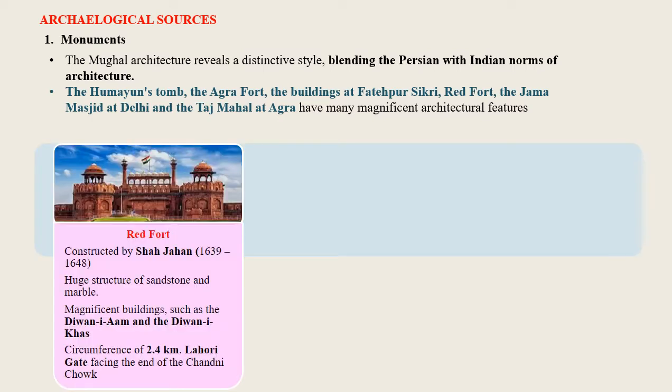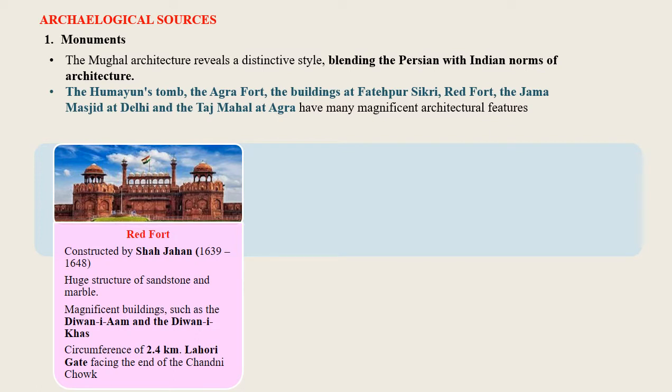Red Fort. It was constructed by Shah Jahan during the period 1639 to 1648. It is a huge structure made of sandstone and marble. Within this fort, there are magnificent buildings such as Diwan-e-Am and Diwan-e-Khas. It has a circumference of 2.4 kilometers. According to Bernier, a ditch around the walls remained in Mughal times filled with water and stocked with fish.